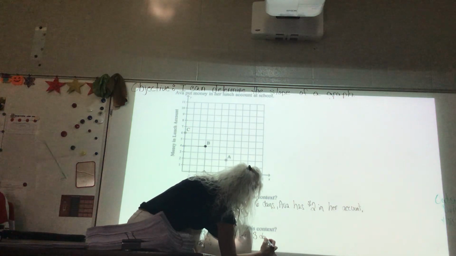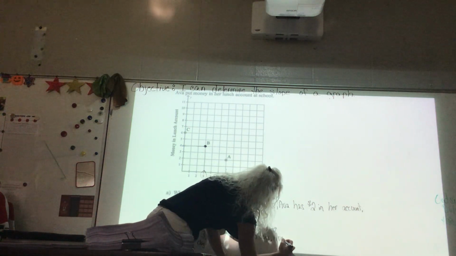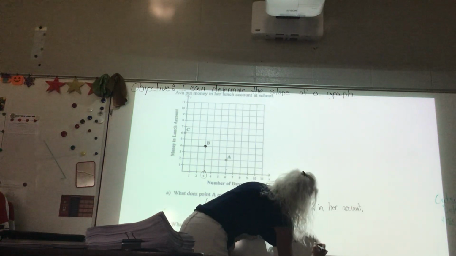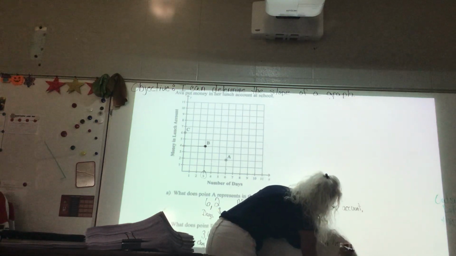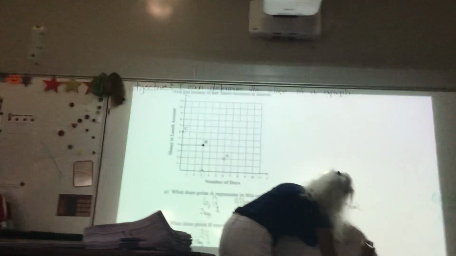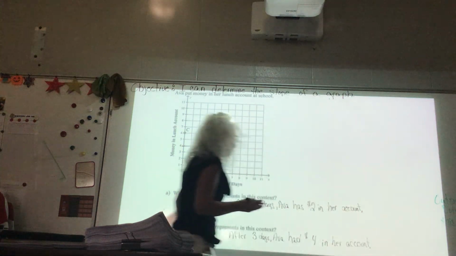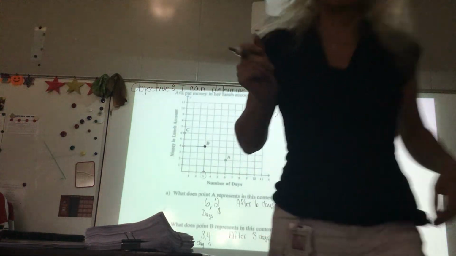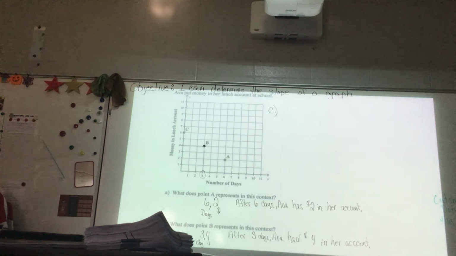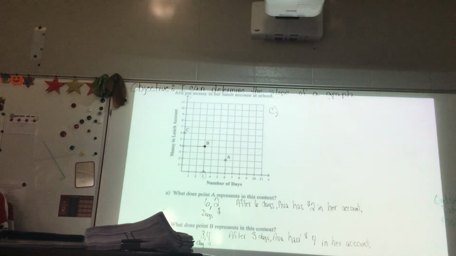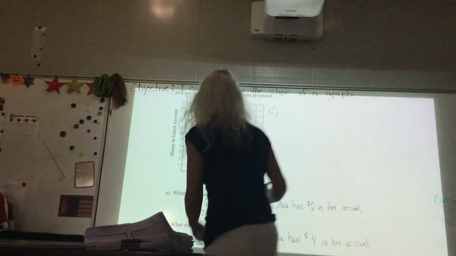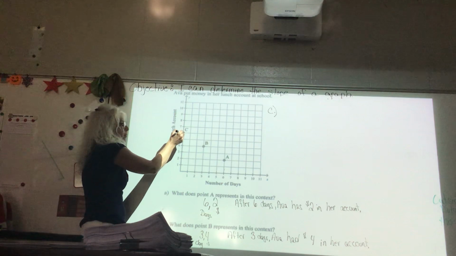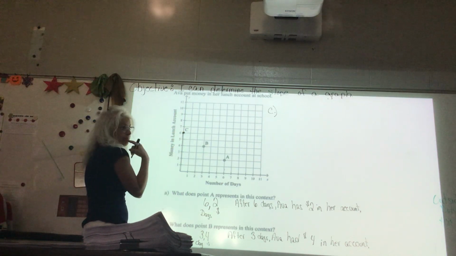3 days, Ava had $4 in her account. Part C is, I have no idea what that question is. Part C, it says, what does point C represent in this context? So I'm going to go to point C. And this ordered pair is going to be point what?